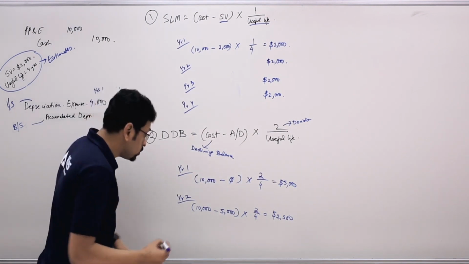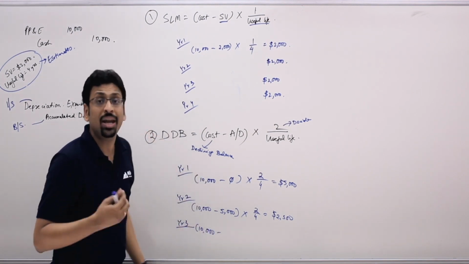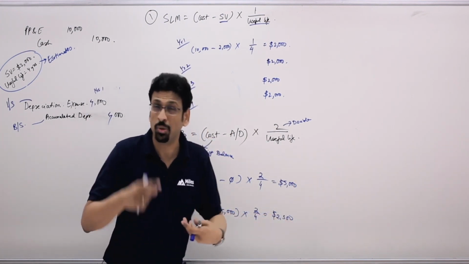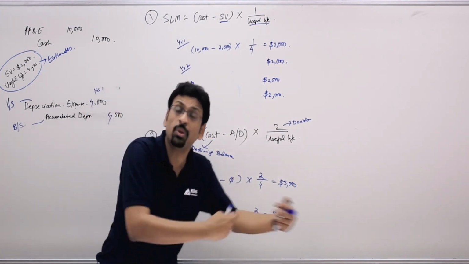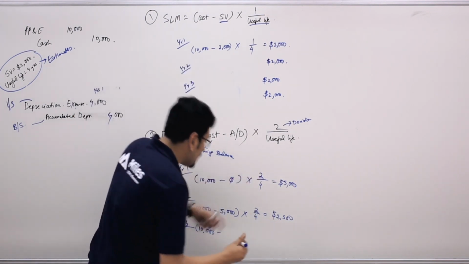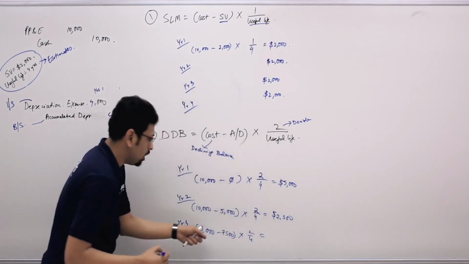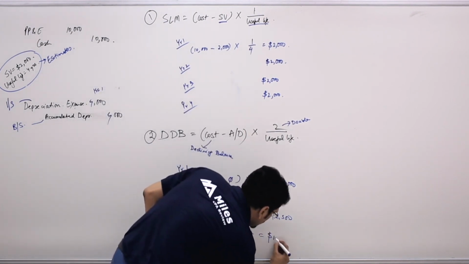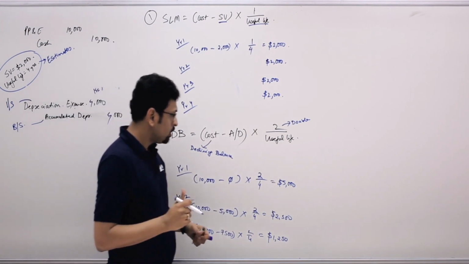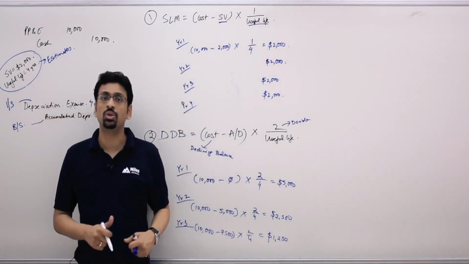Now, after year 2, for year 3, your cost remains at $10,000. What's your accumulated depreciation? That's $5,000 in year 1 plus 2,500 in year 2. Remember, accumulated depreciation is a cumulative of depreciation because it gets parked onto your balance sheet. So that's $7,500. Now, when you multiply it by 2 by 4, you get 2,500 into 50%, $1,250. Now, wait a minute. We said that the salvage value of this asset was $2,000.